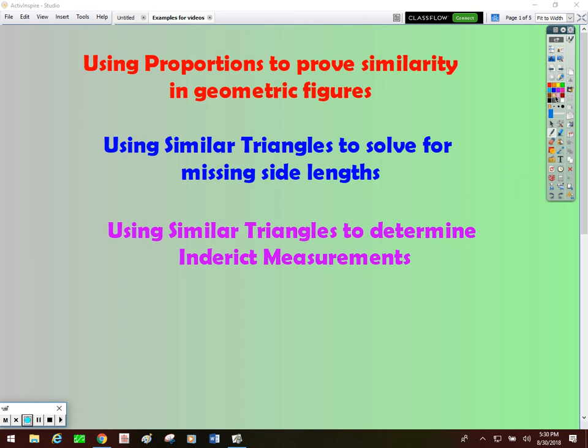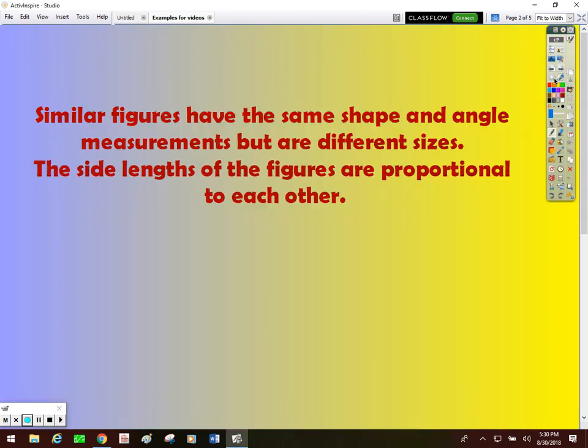Okay, so let's look at what we're talking about here. Remember, here's the definition of similar figures. These are shapes that have the same shape and the same angle measurements, but they are different sizes. And unlike congruent shapes, the side lengths on these are proportional to each other. They're not the same. One's either bigger or smaller than the other, longer or shorter, excuse me. So we're going to use these similar triangles and set them up to prove similarity.